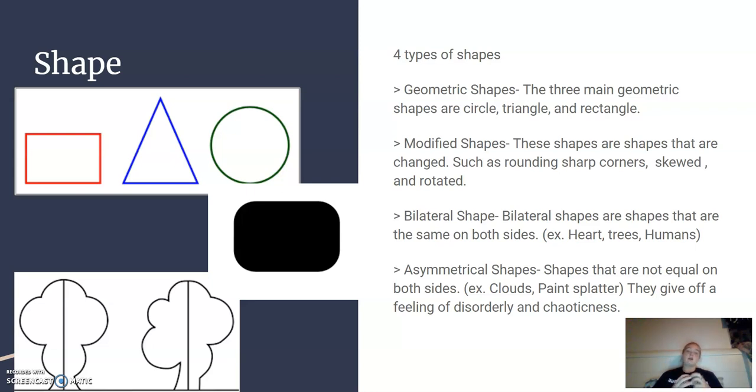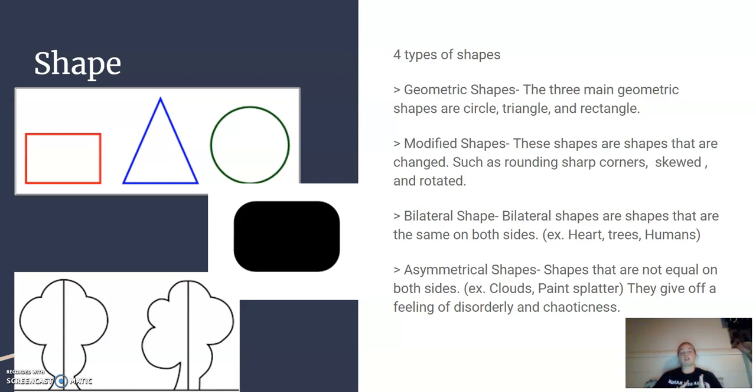While there are other shapes like our modified shapes, which are shapes that have been changed, such as this rounded black rectangle where the corners have been smoothed out and rounded, or skewed or rotated in any certain way. Bilateral shapes are basically shapes that are the same on both sides. So for example, a heart, or sometimes trees, and even humans. The one in this bottom left-hand corner, on the left side of it, is a good representation of bilateral shape, because it's even on both sides and it matches perfectly if you fold it over.